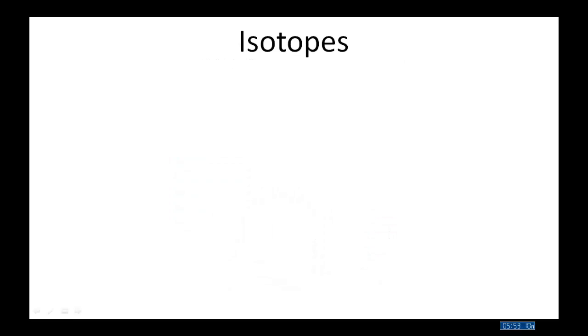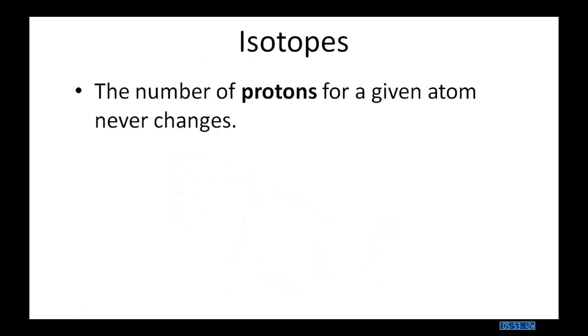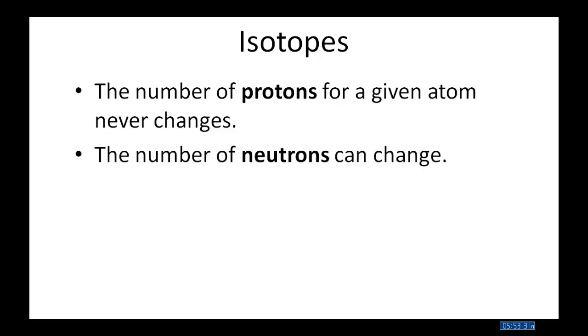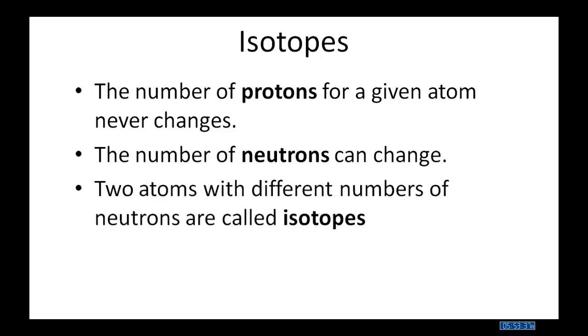So, more about isotopes. The number of protons for a given atom never changes. So if you change the number of protons, you've just changed your element. The number of neutrons can change. Not often, but it can. That's what we call an isotope. Two atoms with a different number of neutrons but the same number of protons are called isotopes.